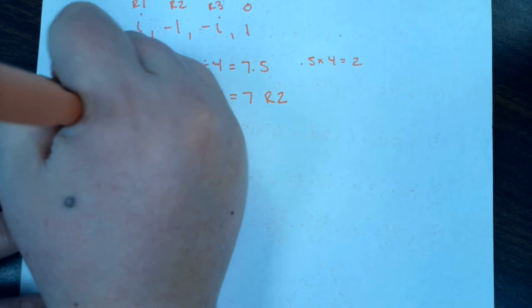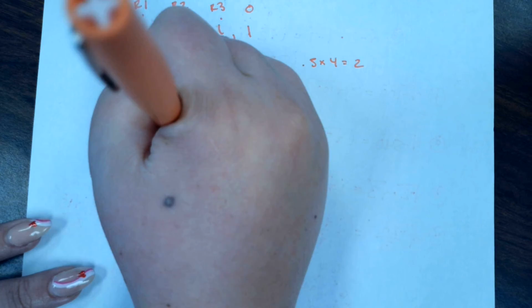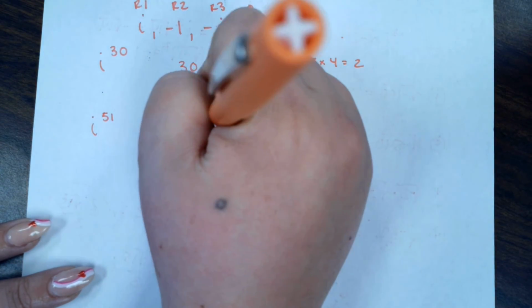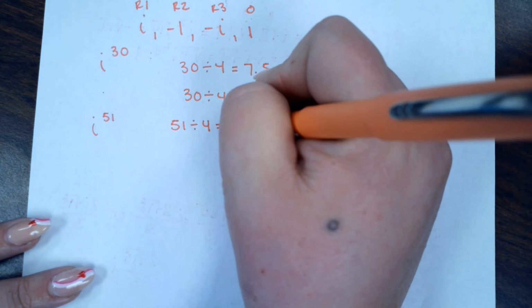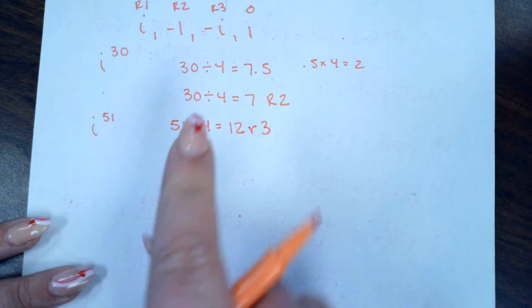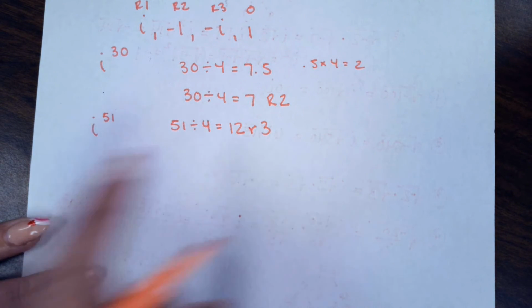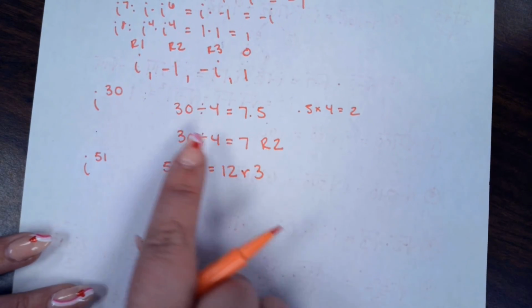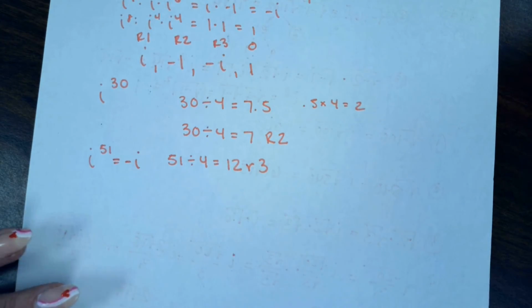So what about this one? i to the 51st. 51 divided by 4 is 12, remainder 3, because 4 times 12 is 48. How many more to get to 51? 3. So then we look up here. Our answer would be -i.